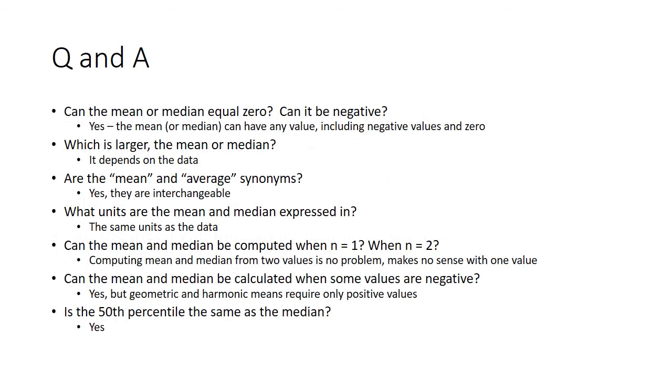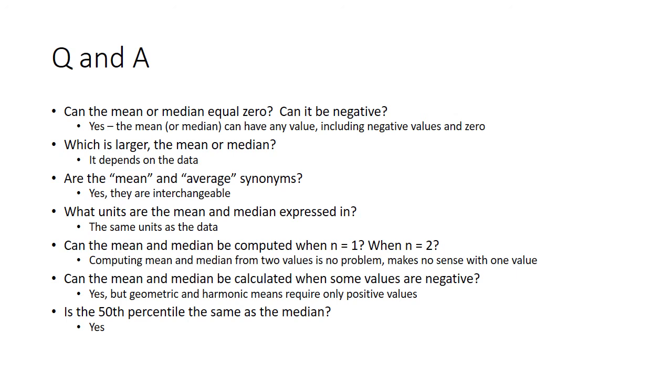So for the first one, can the mean and the median equal 0? Can it be negative? Absolutely. The mean and the median can really have any value, including negative values and 0. Again, these are continuous variables. You're going to find that if you have negative variables included in there, they may skew the data towards 0 or towards negative values. Depending on the data, you may find that means or medians may be larger.